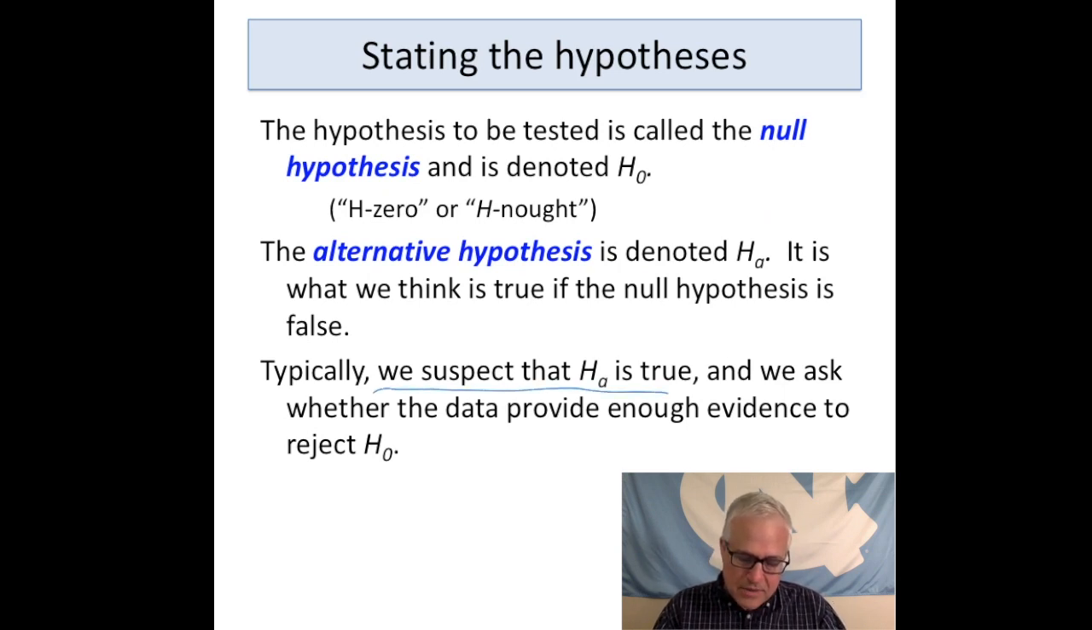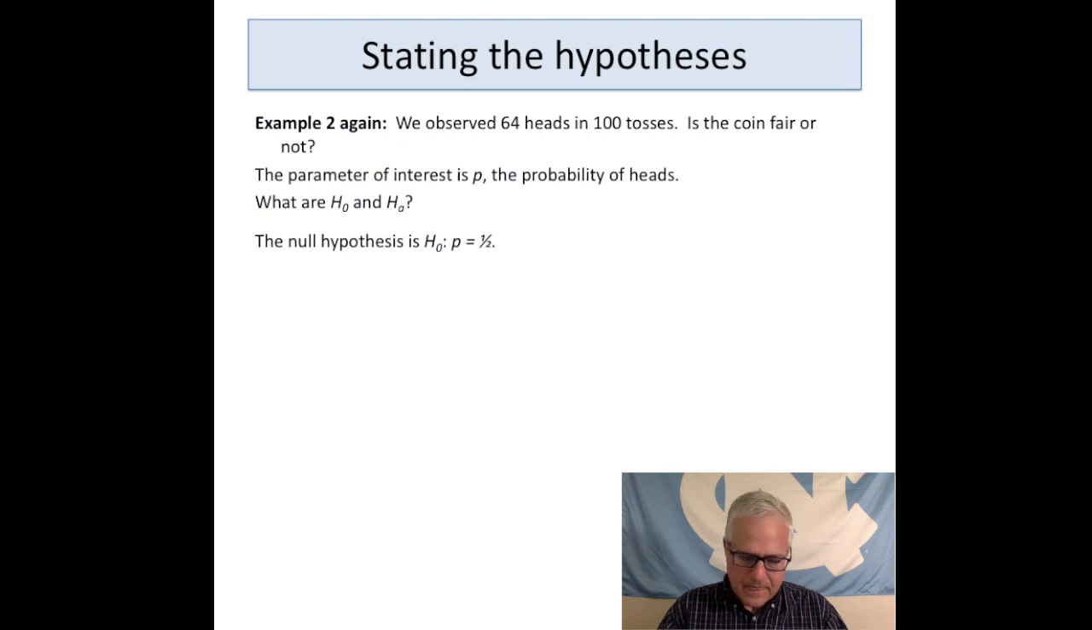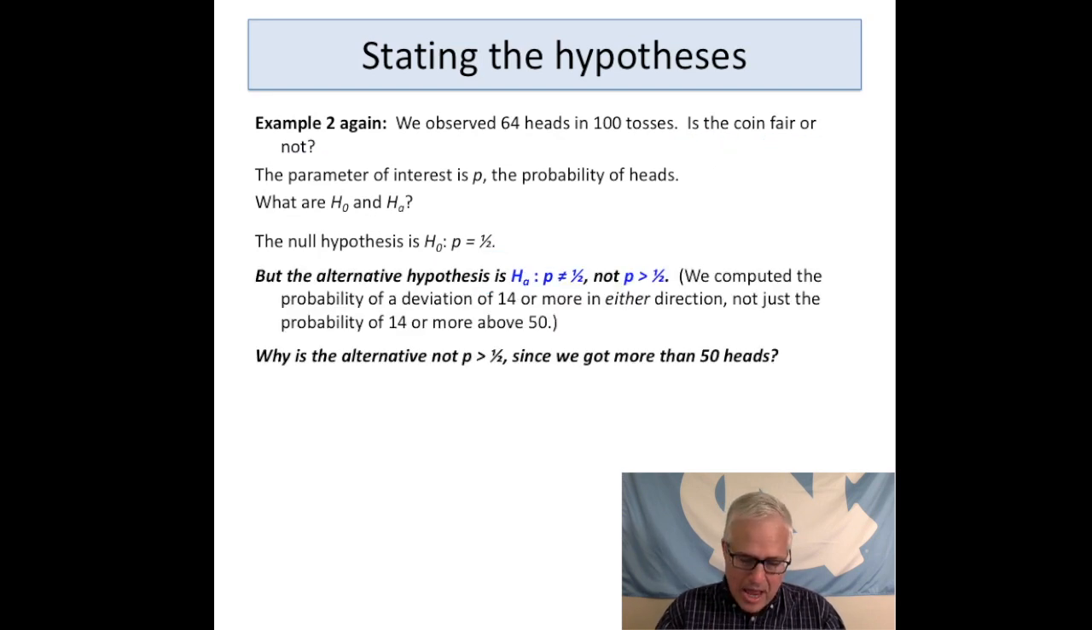Okay, so typically we suspect that the alternative hypothesis is true, as I just said, and we're just trying to see if we have enough data to really back up our intuition there. All right, so let's look back on that example with the coins again. We were interested in, is the coin fair or not? So our null hypothesis was that P, the probability of heads, is 1/2. And our alternative hypothesis, as I mentioned before, was P not equal to 1/2.